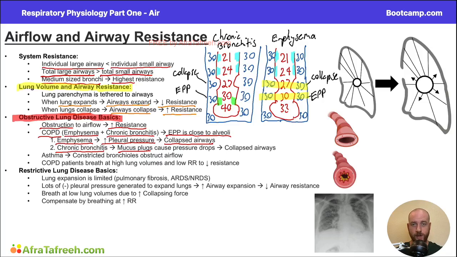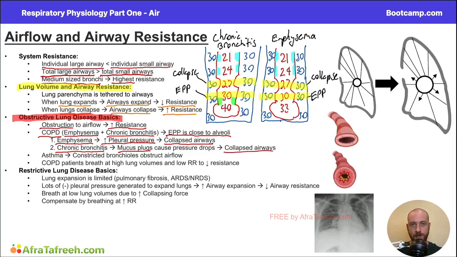So in the case of chronic bronchitis, the alveolar pressure might be normal at the start of expiration. However, once the air moves through the mucus plug, the pressure is going to drop off very quickly, such that the equal pressure point is also going to be moving closer to the alveoli. And because it's close to the alveoli, it's in a region that's not protected by cartilage, and so we are also going to see collapse like in the case of emphysema. So in both emphysema and in chronic bronchitis, we're going to see collapsed airways.